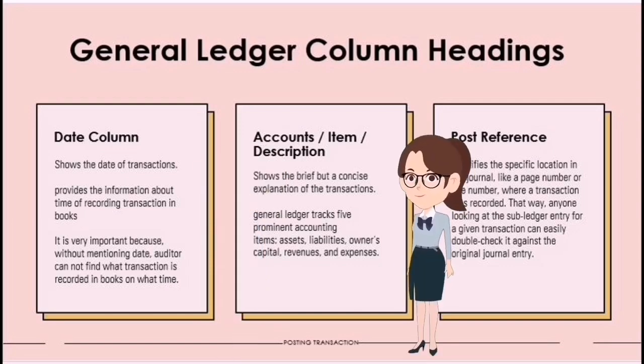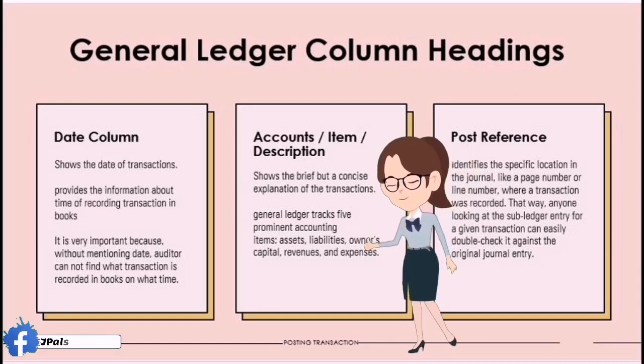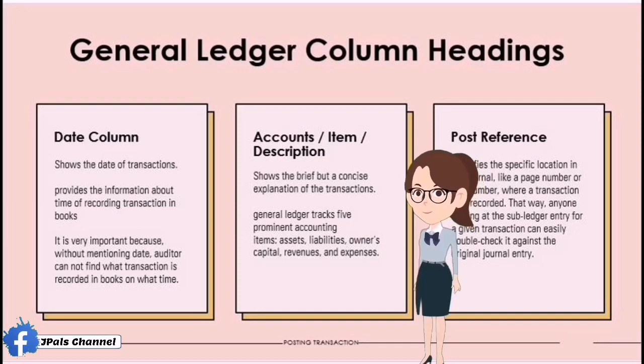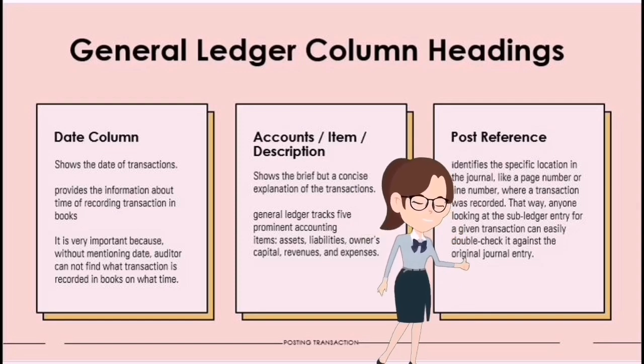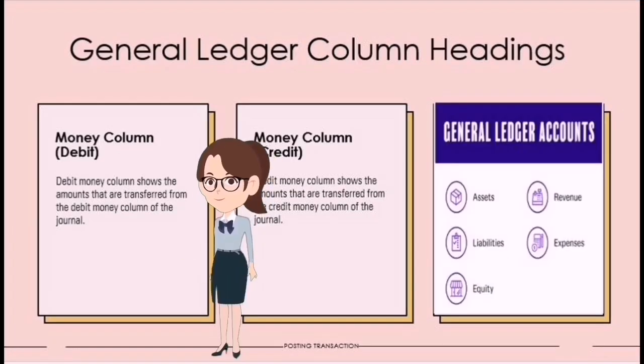Accounts, item or description. Shows the brief but concise explanation of the transactions. General Ledger tracks 5 prominent accounting items: assets, liabilities, owner's capital, revenues, and expenses. Post reference identifies the specific location in the journal, like a page number or line number, where a transaction was recorded. That way, anyone looking at the subledger entry for a given transaction can easily double-check it against the original journal entry.